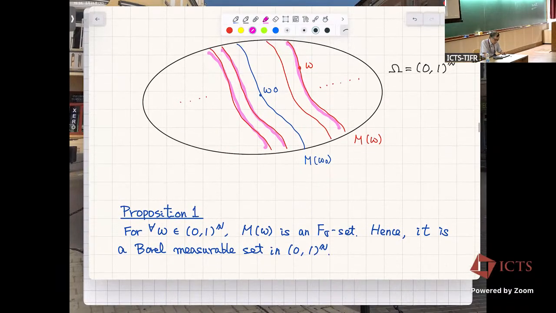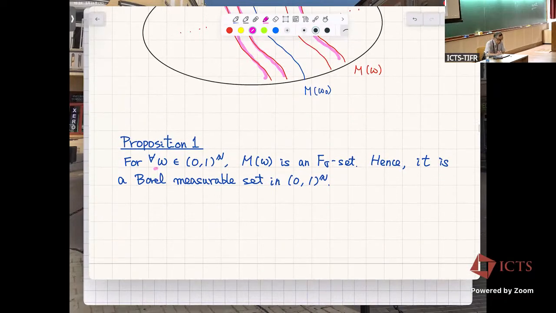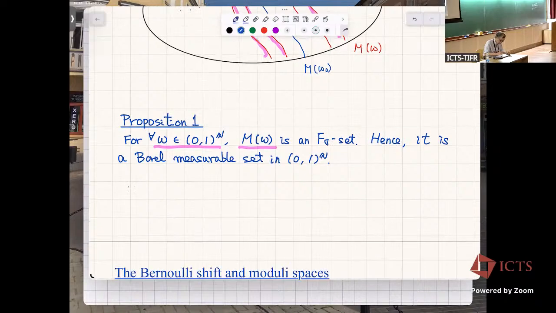So this proposition is: for any omega, the moduli space is actually an F sigma set. F sigma set means a countable union of closed subsets. So of course it is a Borel measurable set. I will sketch the proof. So we take some omega here, any omega, fix it.